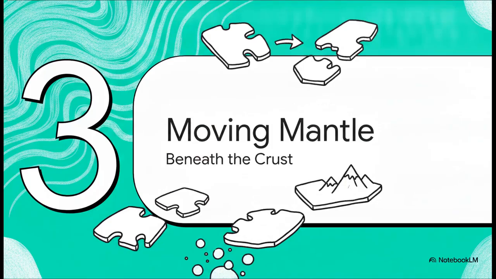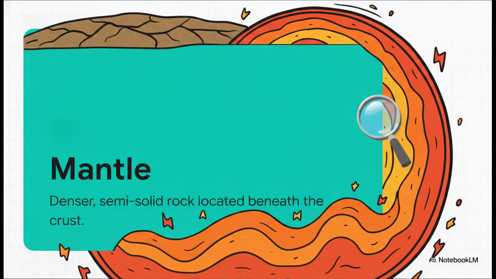Section 3. The moving mantle. So, what exactly is causing those massive plates of crust to constantly move around? Well, the answer lies right below the crust, down in the mantle. This layer is absolutely massive, measuring about 2,900 kilometers thick. But the most important characteristic here is its physical state. Unlike the rigid, solid crust we just talked about, the mantle is made of denser rock that is actually semi-solid, so it's not completely solid.